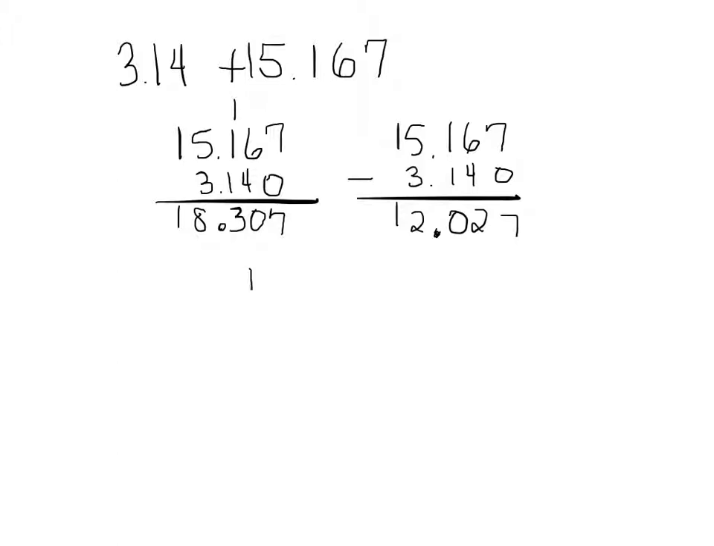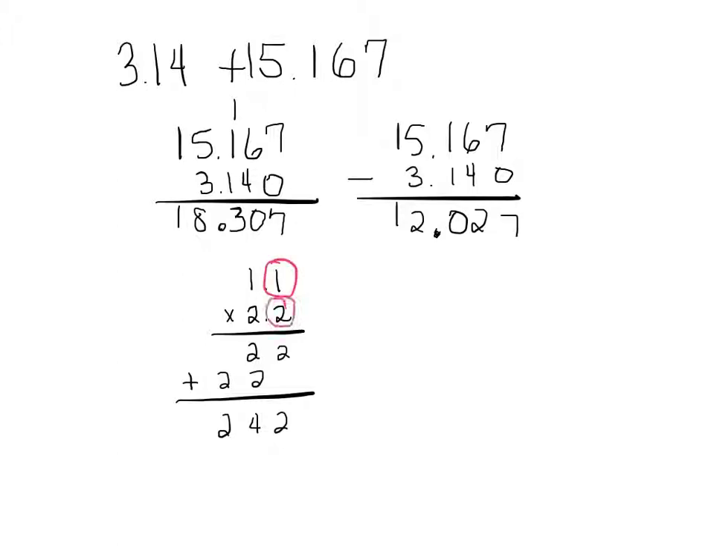So let's say that I have 1.1 times 2.2. I'm going to multiply that, and I'm going to have 2 times 1 is 2, 2 times 1 is 2, 2 times 1 is 2, and 2 times 1 is 2. And then I'm going to add, that's 2, 4, 2. And I have 2 decimal places, and the 2 decimal places are these 2 decimal places. So I'm going to count 1 and 2, and so my answer is 2.42.